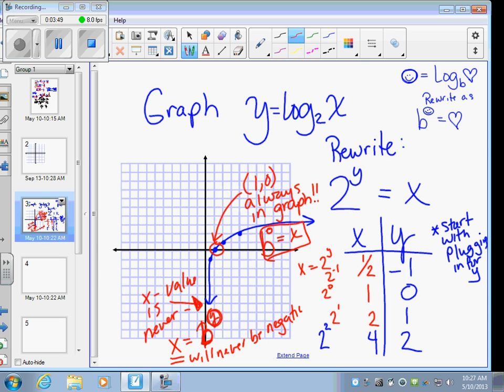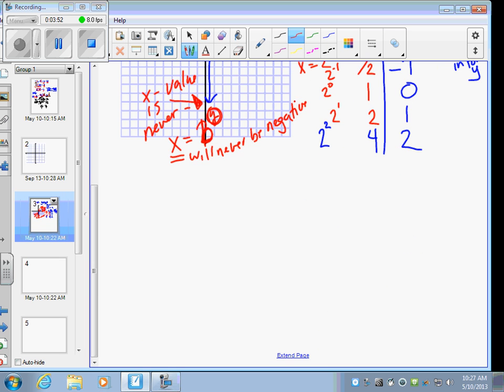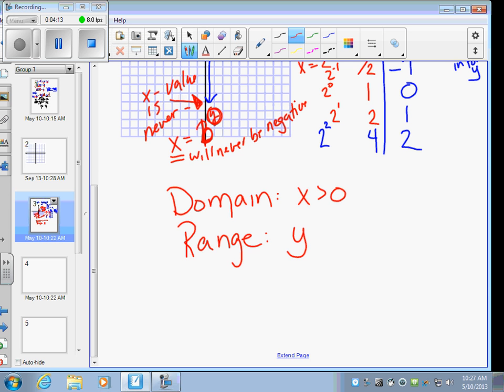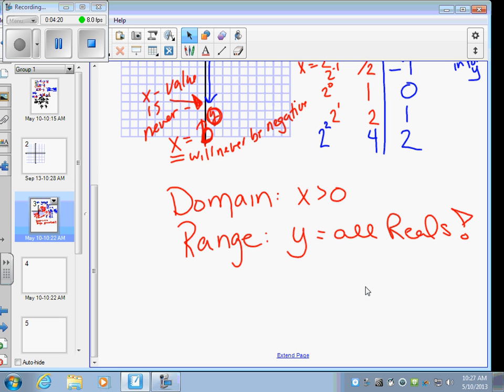So that's talking about the domain. The domain of this, remember domain is all the possible x values, is that x has to be greater than 0. It's never going to equal 0 because I can't raise something to the power of anything and get 0 exactly as an answer. The range, on the other hand, I could plug in anything I want for y. So that could be any real number. So go ahead and try a few of those on your own now.